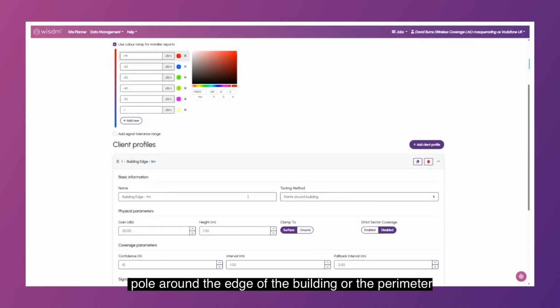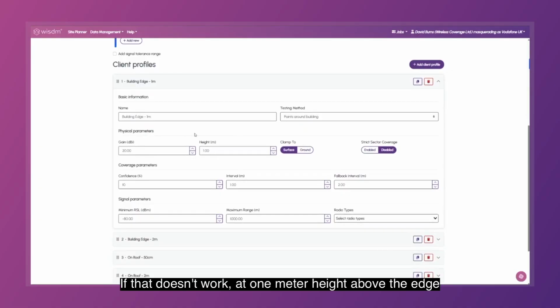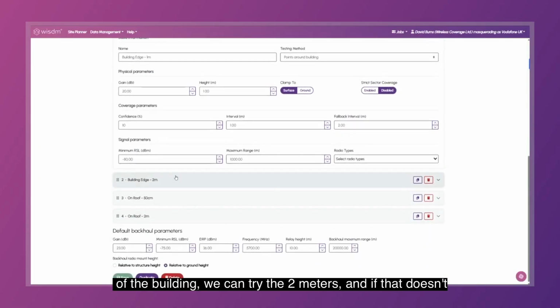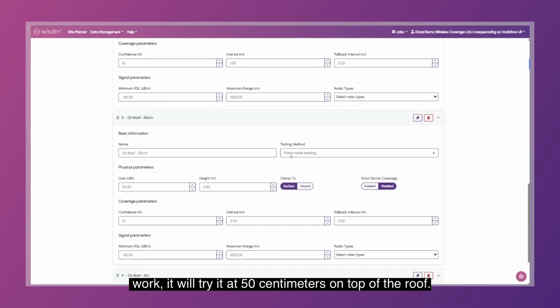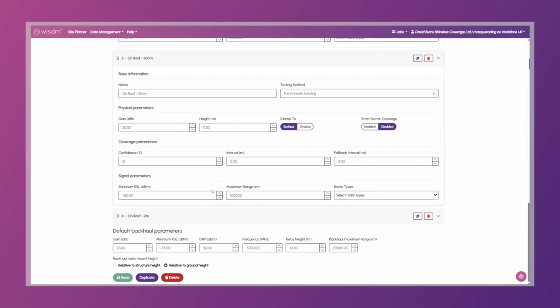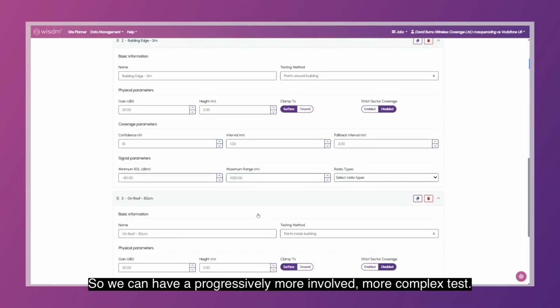If we look at this example, we're testing first of all for our preferred mount, which is a 1 meter pole around the edge of the building, or the perimeter of the building. Because the edge of a building tends to be easiest to attach a ladder and to attach a bracket. If that doesn't work at 1 meter height above the edge of the building, we can try it at 2 meters, and if that doesn't work, it will try it at 50 centimeters on top of the roof, and so on. So we can have a progressively more involved, more complex test.